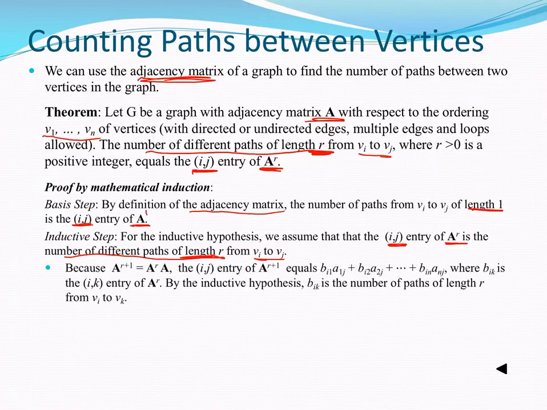Now if we multiply A to the r times A, we get A to the r plus 1, and it has entries at ij of bi1 a1j plus bi2 a2j and so on, basically the definition of matrix multiplication. But by the inductive hypothesis, each of these bik is the number of paths of length r from vi to vk.